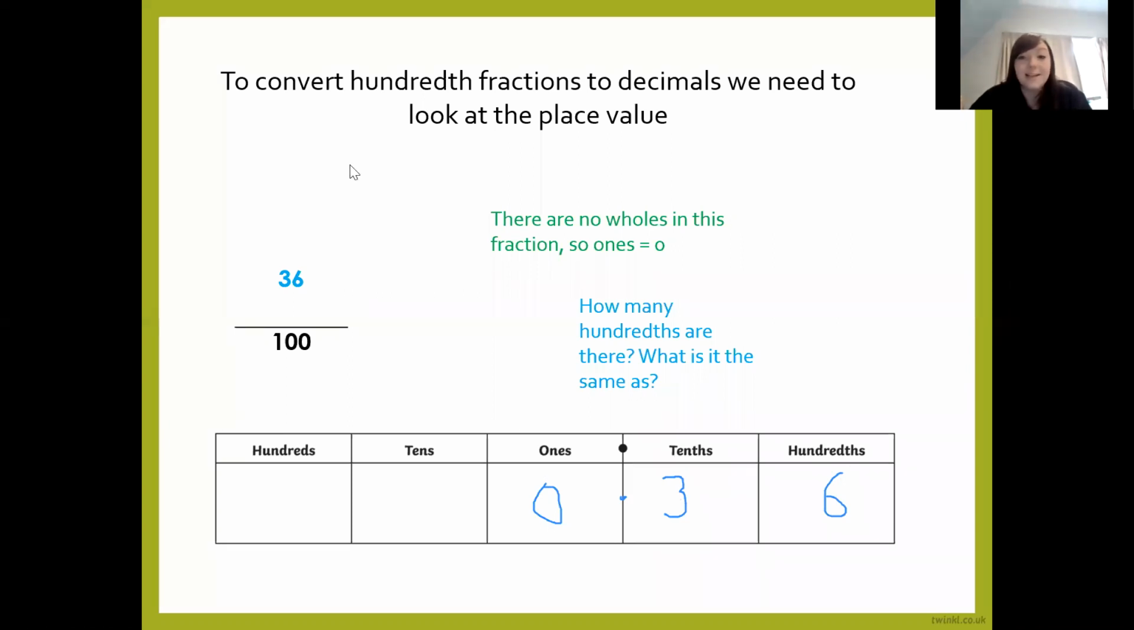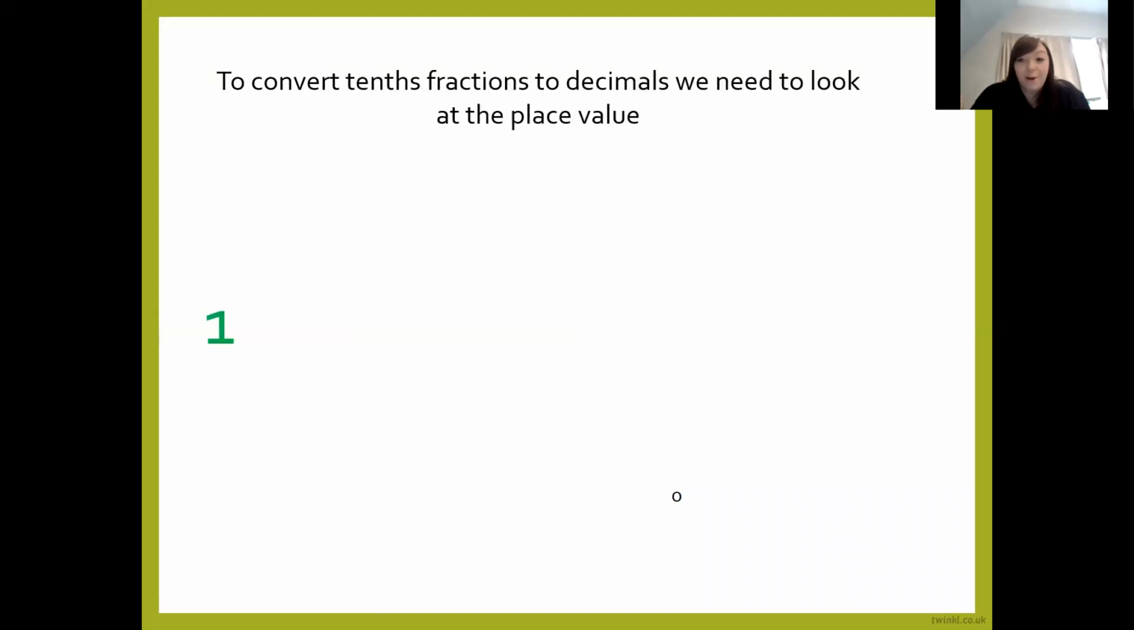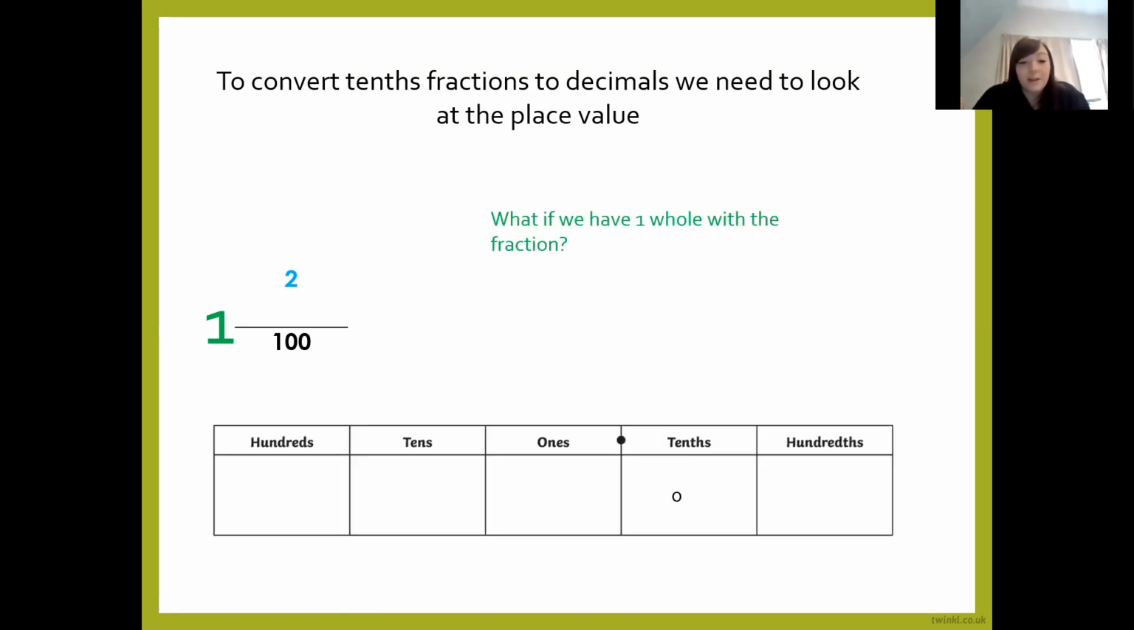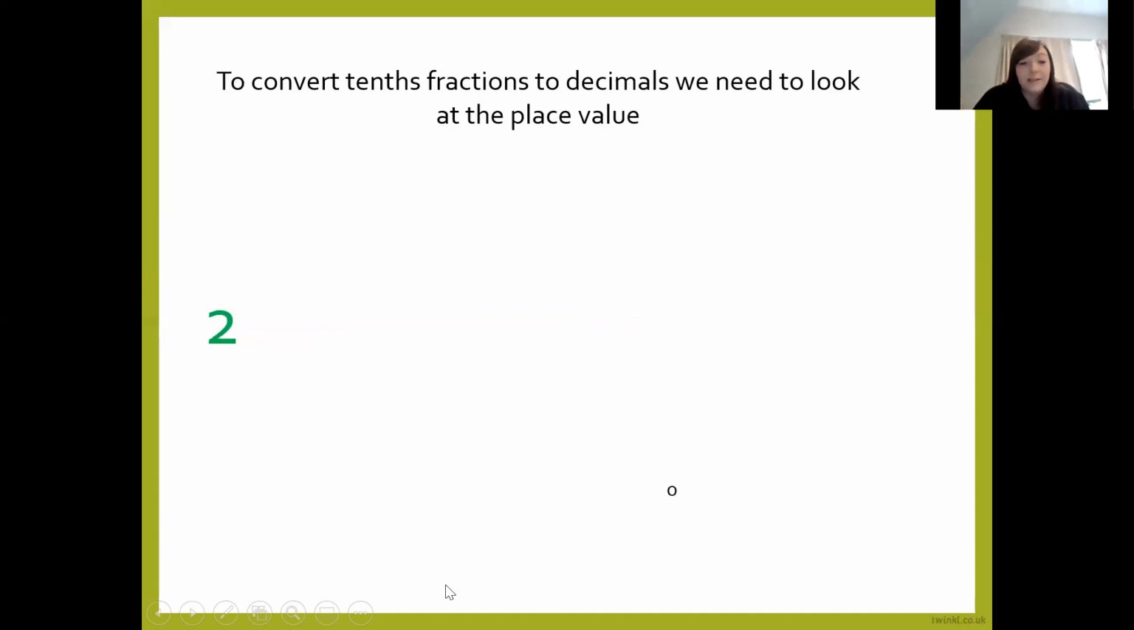Well done. Now we're going to have a look at what happens when you have a whole number as well as your fraction. So here we have 1 whole. So we're going to put 1 into our ones column because we have 1 whole number. Then we have 2 hundredths. Now there's no tenths in there, so we've put the 0 in our tenths and we put the 2 into our hundredth column. So 1 and 2 hundredths is the same as 1.02.